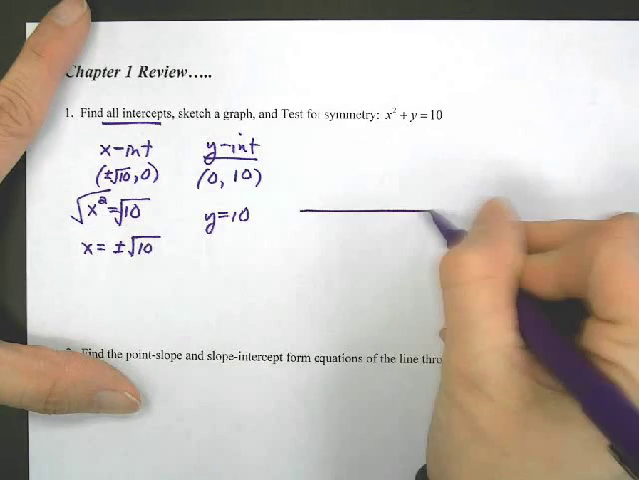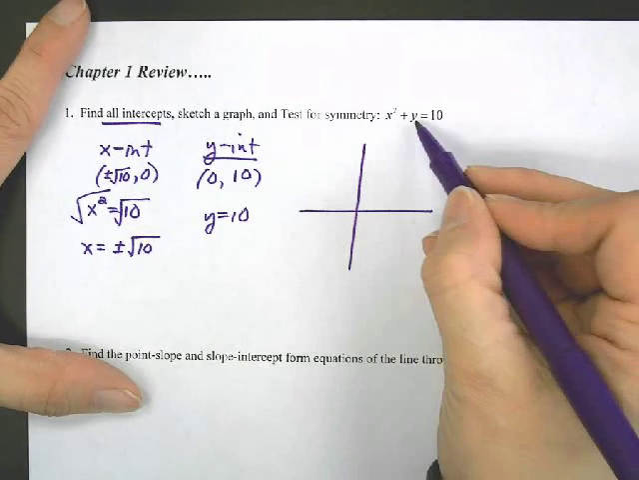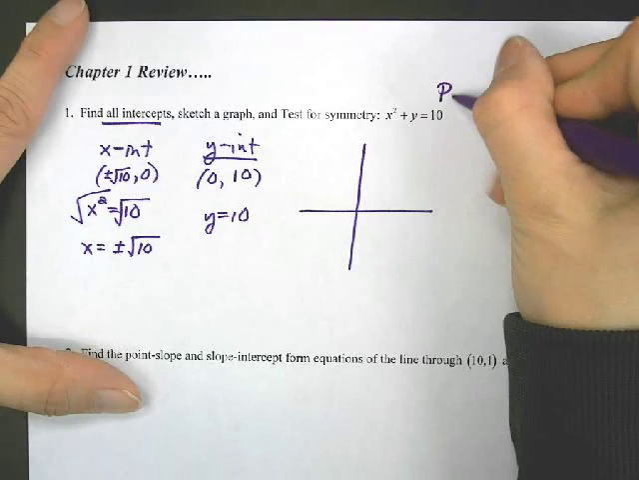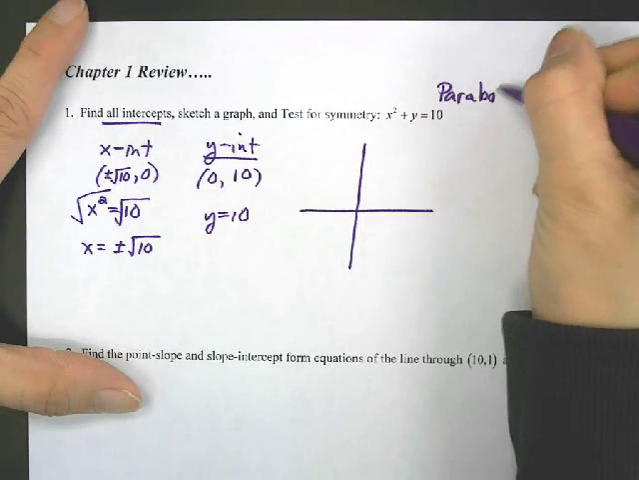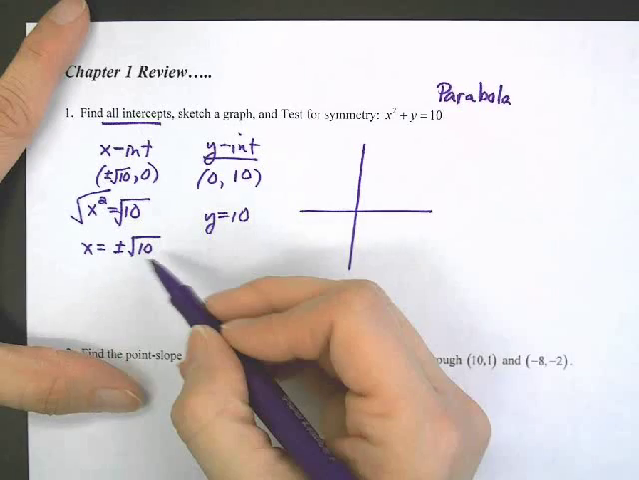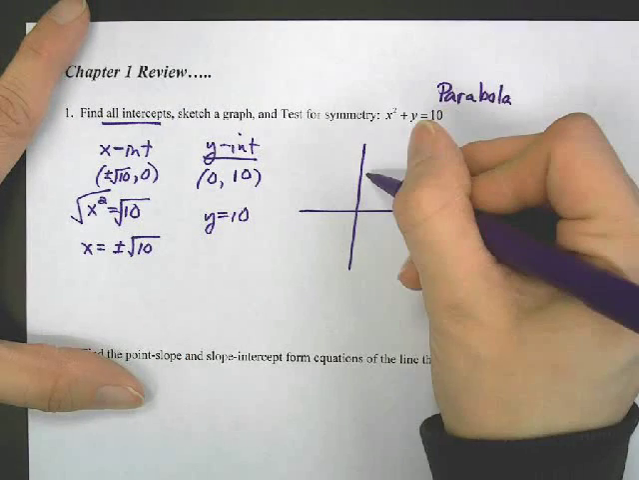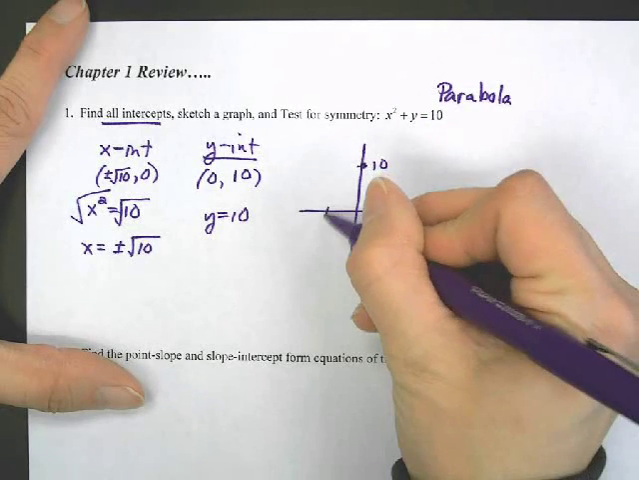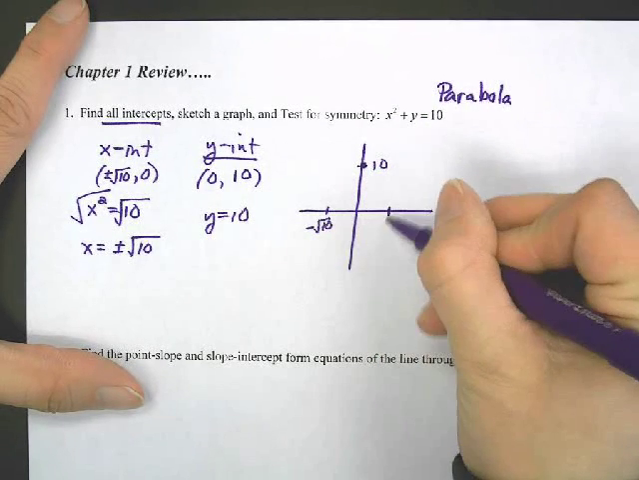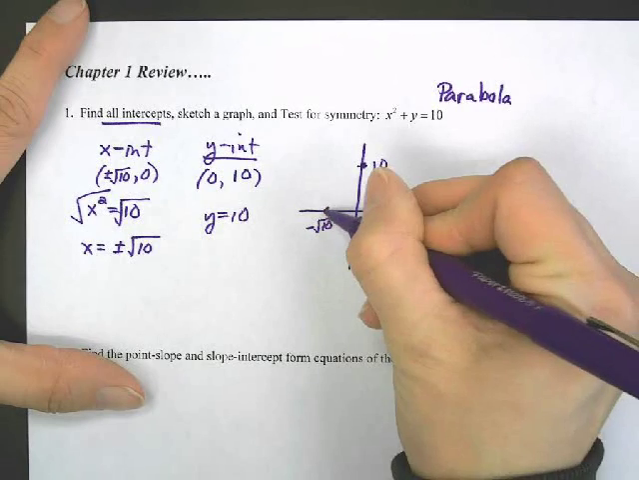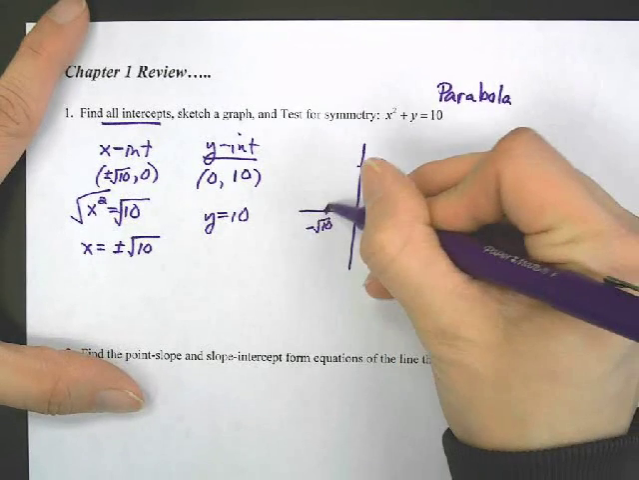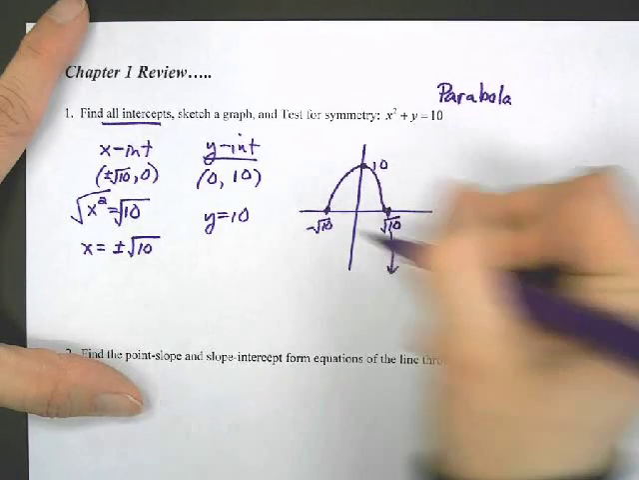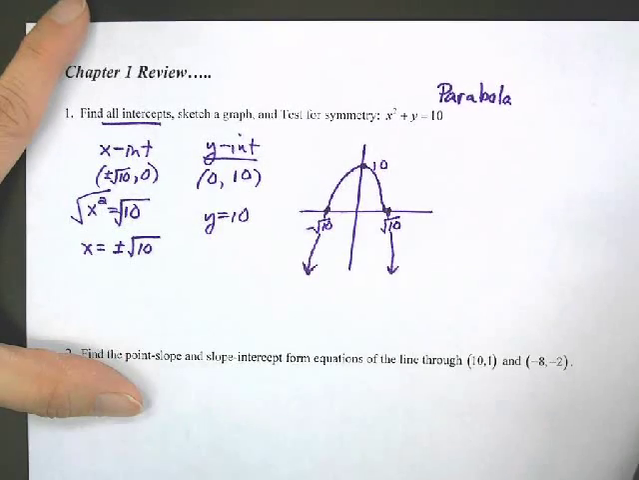Let's sketch a quick graph of what this looks like. When it's x squared, the shape is going to be a parabola. That's going to help me make sure that I draw the right thing. The intercepts here are 10 on the y-axis, negative radical 10, and positive radical 10 on the x-axis. And so here's the parabola. Oops, bigger. And the parabola is opening down.